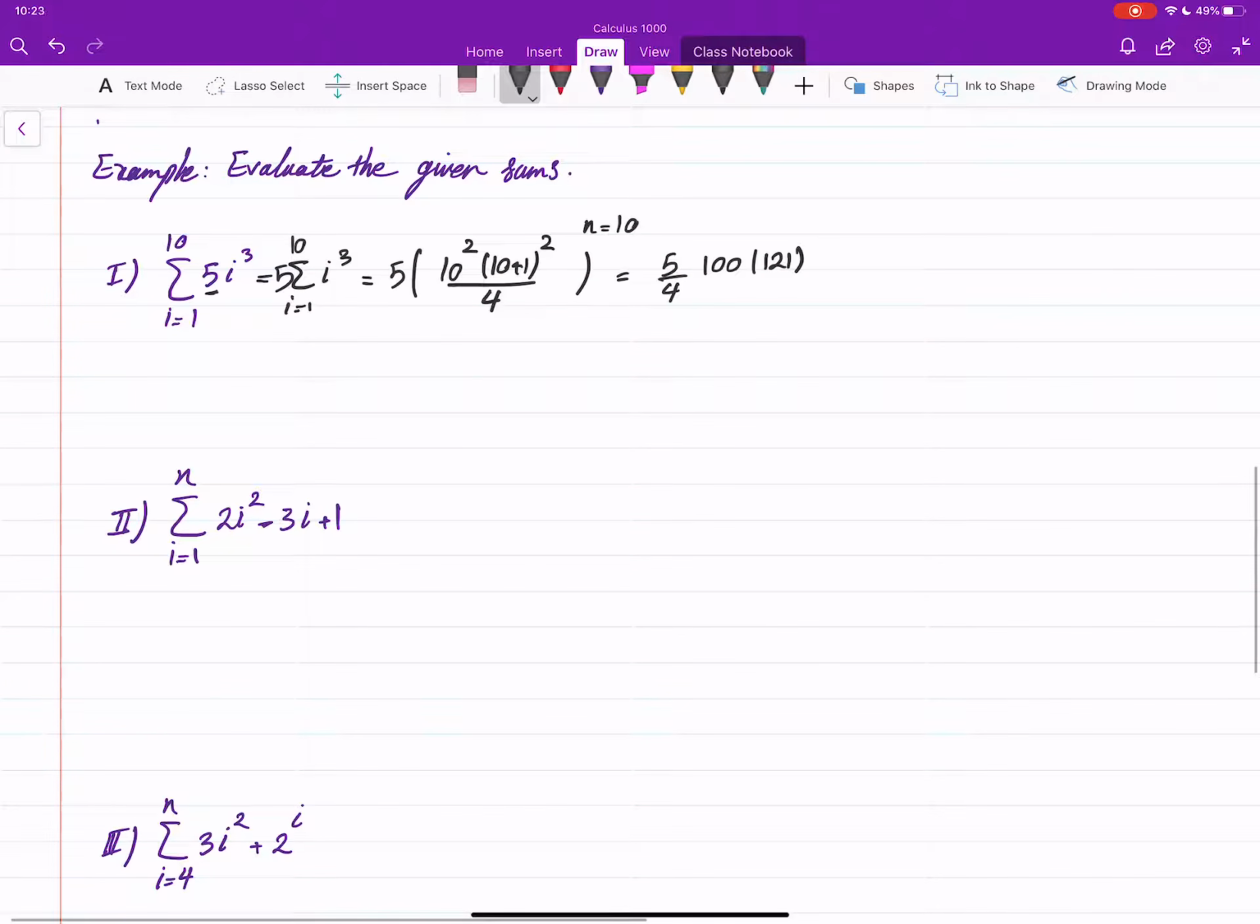How about this one? I have a formula for the sigma of i squared, the sigma of i, and the sigma of 1. For the sum, I will use the properties of sigma so that I can put these constants outside.